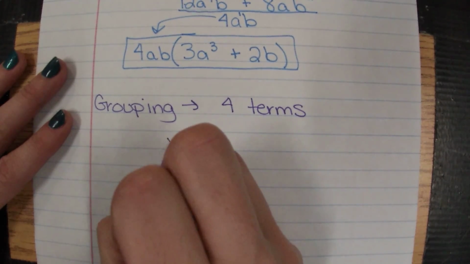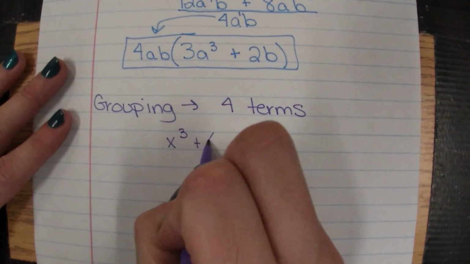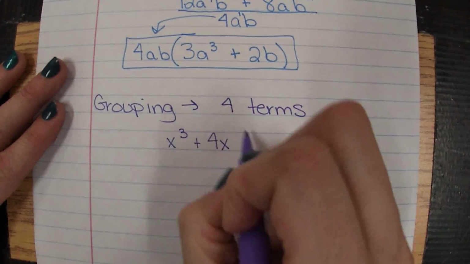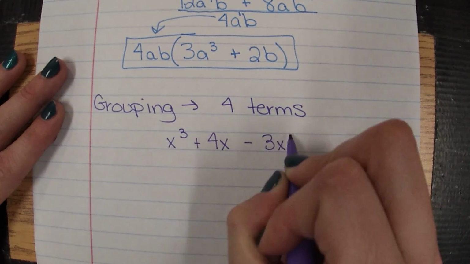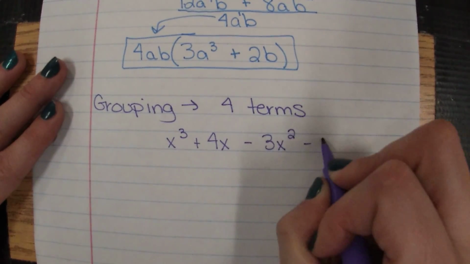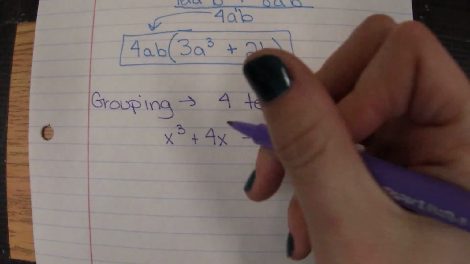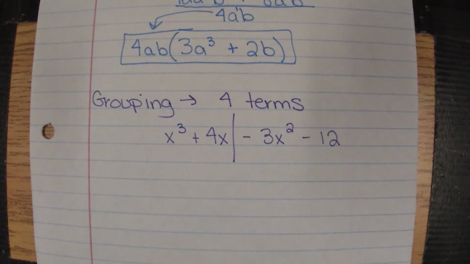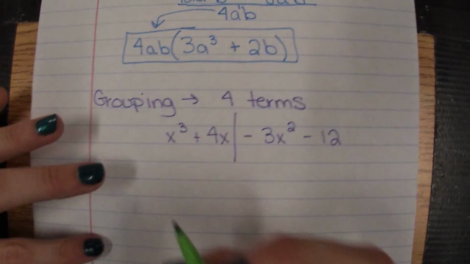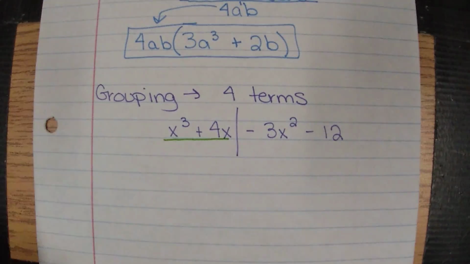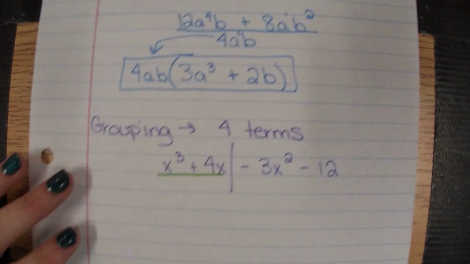So let's say we have x to the third plus 4x minus 3x squared minus 12. Okay, and to factor by grouping, the very first thing that we're going to do is chop this in half, right? We sort of took 2 terms and put those to each side. So we're going to look at first just this left-hand side over here. And we're going to factor out the GCF just like we did above, right?